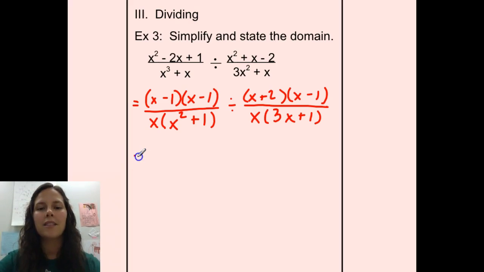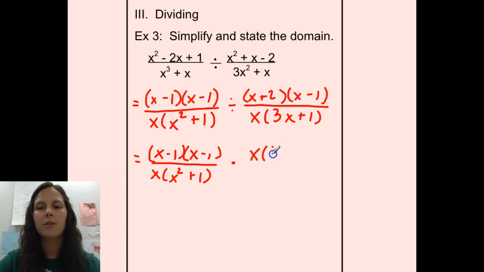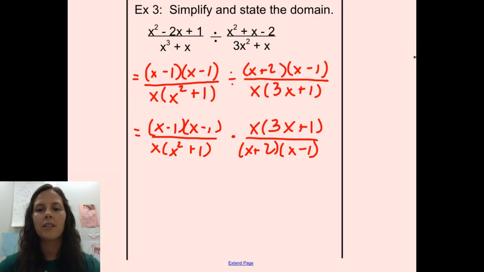Before we cancel, we need to flip that second expression, leaving our first expression alone, and multiplying by the reciprocal of that second expression. The x times 3x plus 1 flips to the numerator, and the x plus 2, x minus 1 flips to the denominator. Now we can cancel our common factors. We have an x minus 1, and our x's cancel as well.